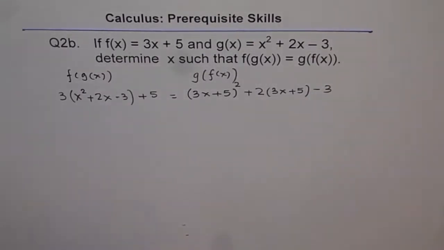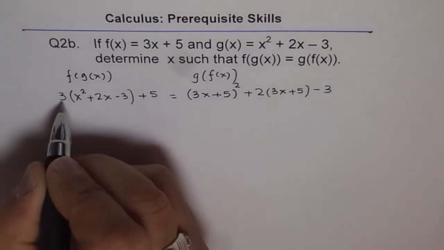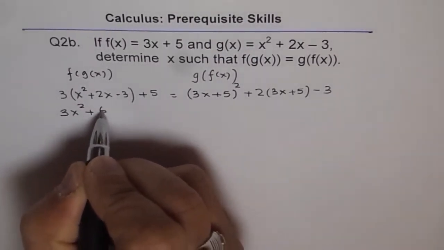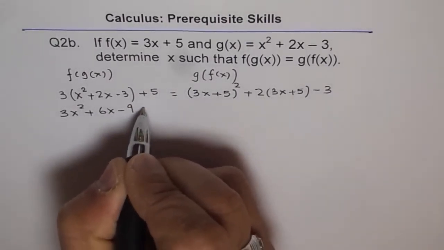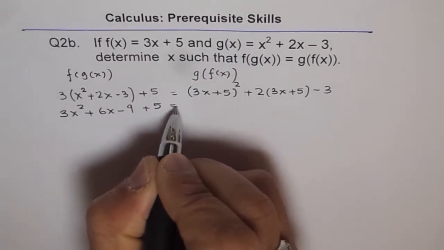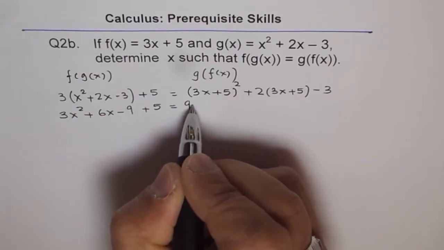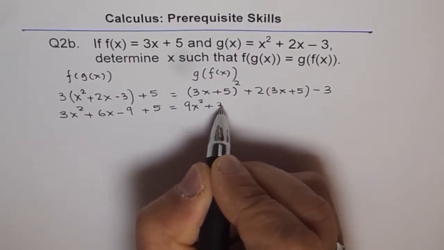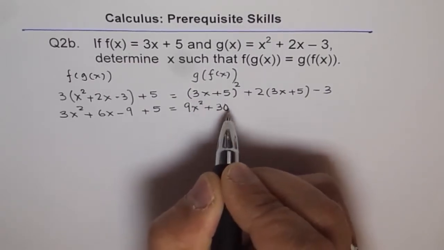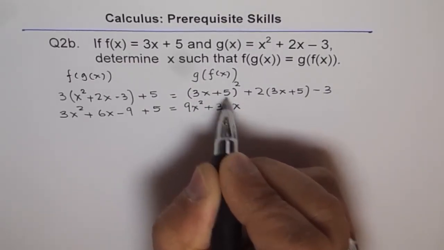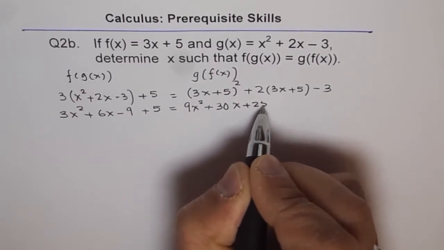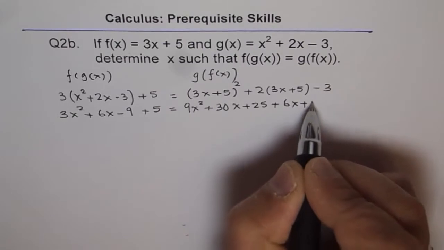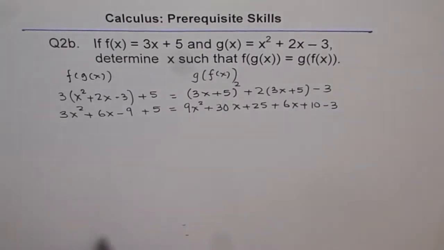Now let's expand and simplify. So here we get 3x squared plus 6x minus 9 plus 5 equals. Now the square of this is 9x squared plus 2 times these two terms, that means 30x. 2 times 5 is 10, times 3 is 30. Plus the square of 5, which is 25, plus 6x plus 10 minus 3.